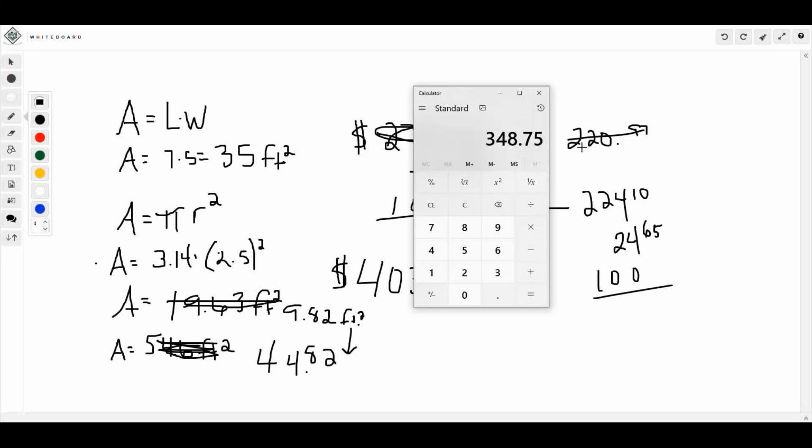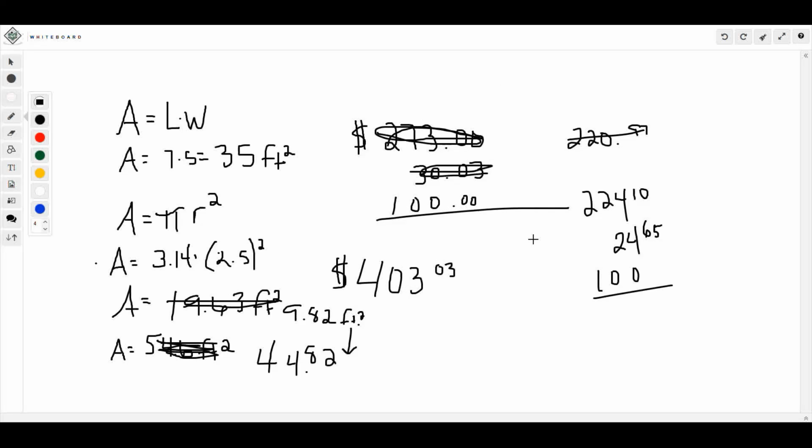I'm not sure where my 75 came from, but anyway, it's Texas. It's always more expensive here. So anyway, that's how we do it.